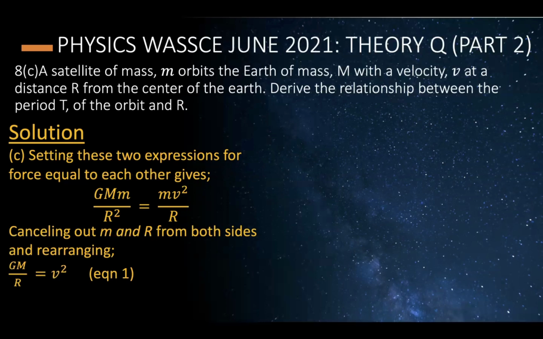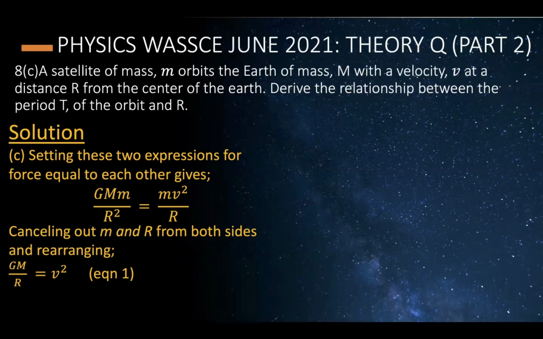So if you look at the two equations, there are some things that are common. You can cancel them out, the small masses and one of the radius. So when you do that, you will get equation 1.